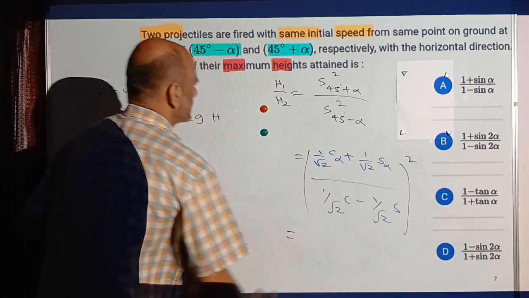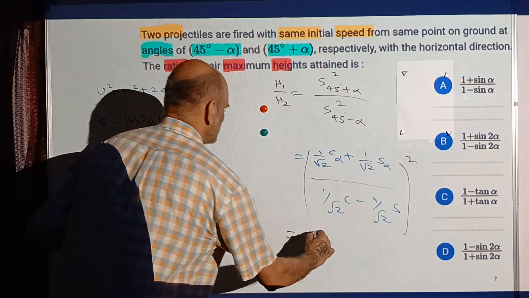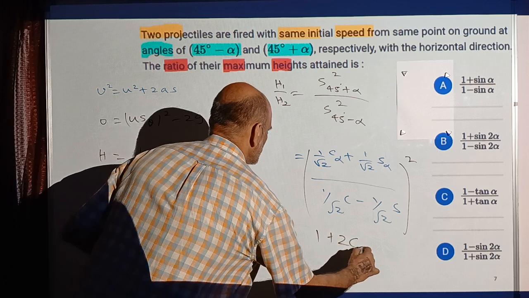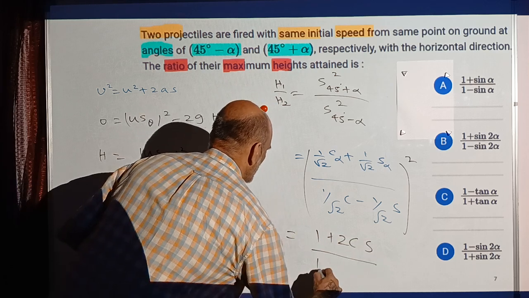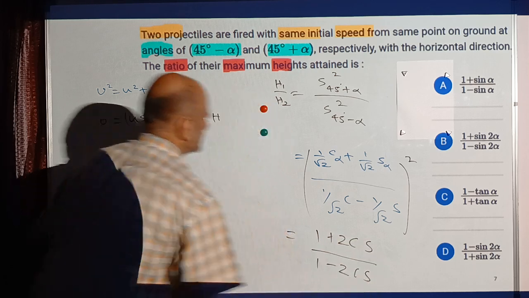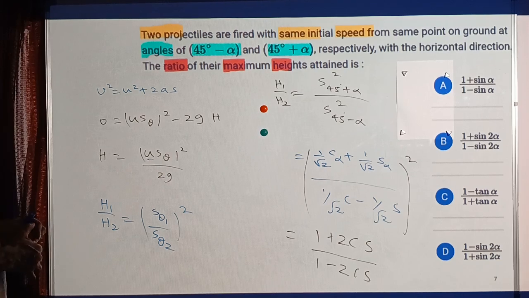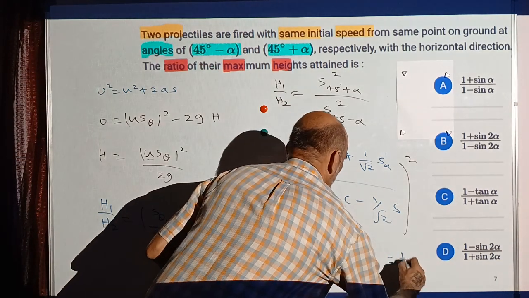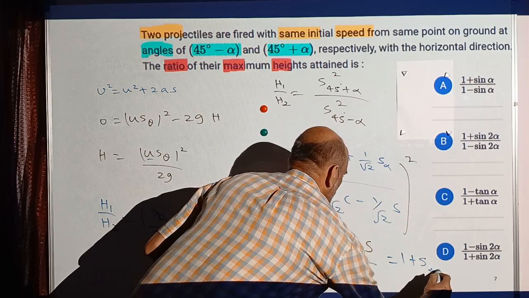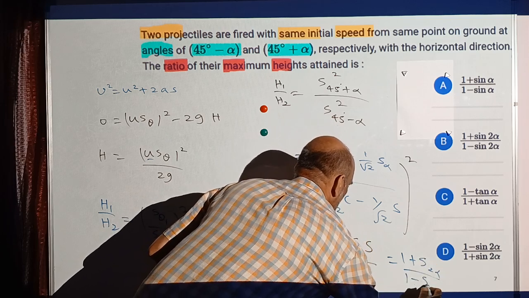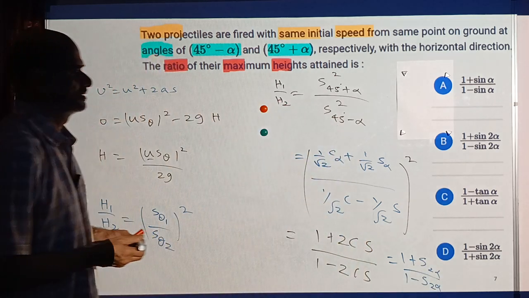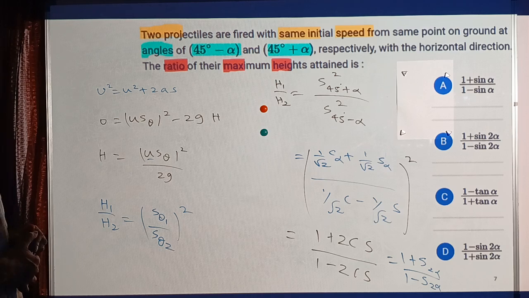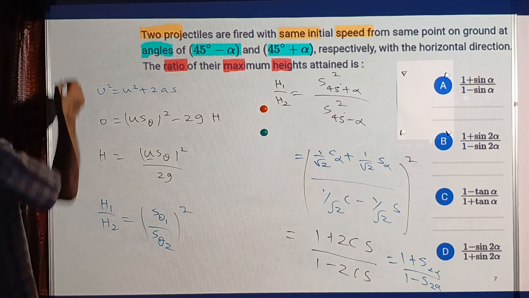So it will be cos plus sine whole square, which is cos square plus sine square, 1, plus 2 cos sine. Denominator 1 minus 2 cos sine. 2 cos sine is sine 2 theta, or here it's alpha. So it's 1 plus sine 2 alpha divided by 1 minus sine 2 alpha. Sine 2 alpha is 2 sine alpha cos alpha. So option B.